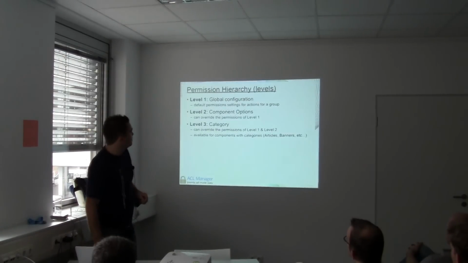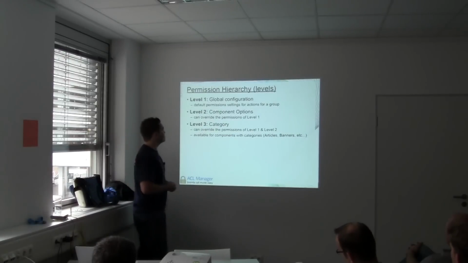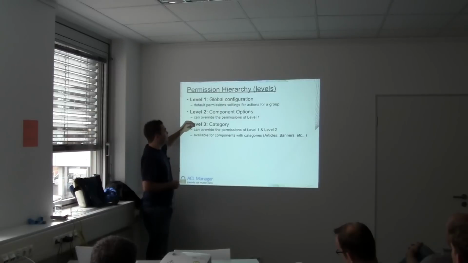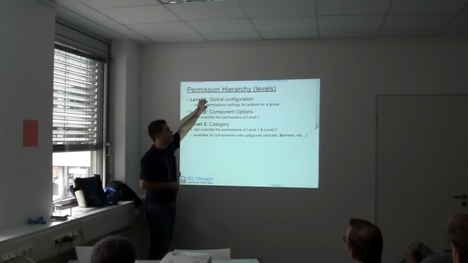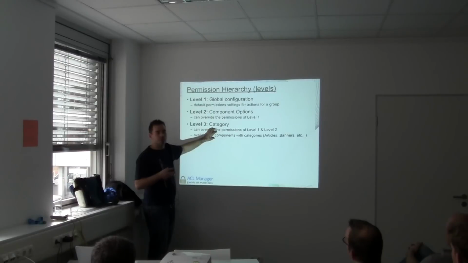The next level is the category level. The settings you set in the global configuration are inherited by the component options and then by the category options. It's possible that you haven't set anything, so not set is denied. And then in a specific category, you want to allow a user group to create articles in that category. So you can allow it over there.